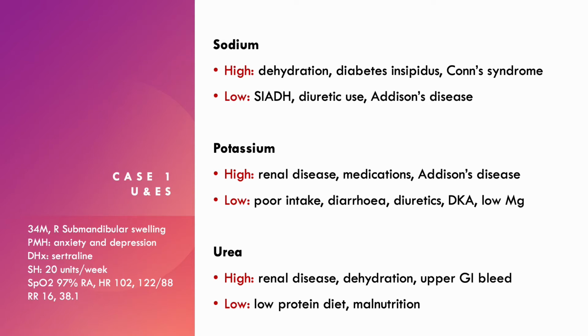So finally, moving on to urea. So urea is a waste product of the breakdown of proteins, which are usually excreted by the kidney. Common causes of high urea are renal disease, dehydration, and if there's an isolated rise in urea without creatinine rising and eGFR falling, you're going to want to think about an upper GI bleed. This is because the red cells are broken down in the stomach and the urea leaks out and is absorbed into the blood. And then causes of a low urea, you're looking at a low protein diet and malnutrition.